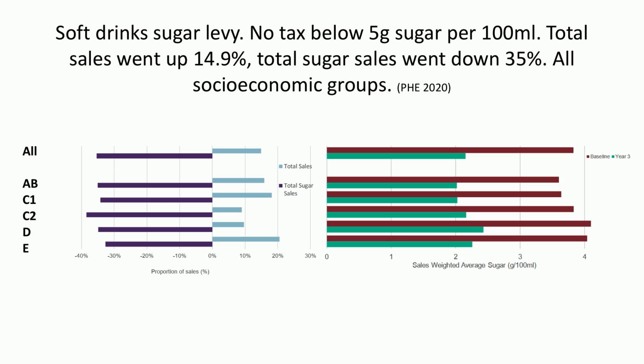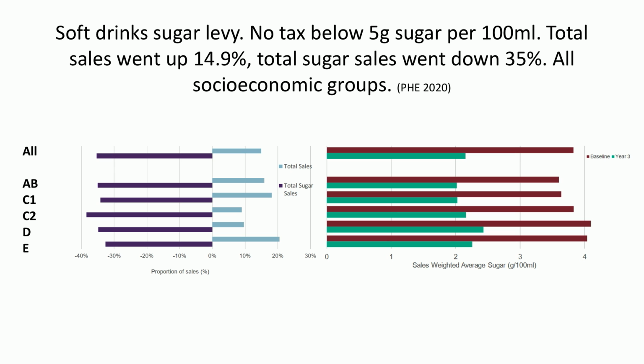And this took soft drinks, sodas in other traditions, and it said no tax below 5 grams of sugar, and then there was a kind of a ramping up of tax depending on how much sugar there was. The result of that was industry reformulated down to the levels. So they didn't stop the products, they simply reformulated to reduce the amount of sugar. And the response to the result of this was total sales went up 14.9%.